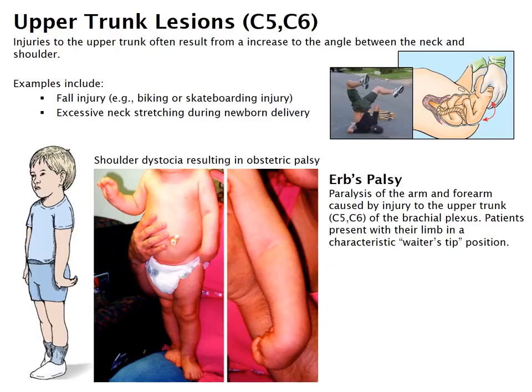Patients who suffer from these types of injuries can present with Erb's palsy. In this condition, the patient's arm is medially rotated, hangs at the side, the forearm is pronated and the wrist is flexed. This is also known as the waiter's tip position. Because Erb's palsy affects the upper trunk, nerves that originate from C5 and C6 are affected.